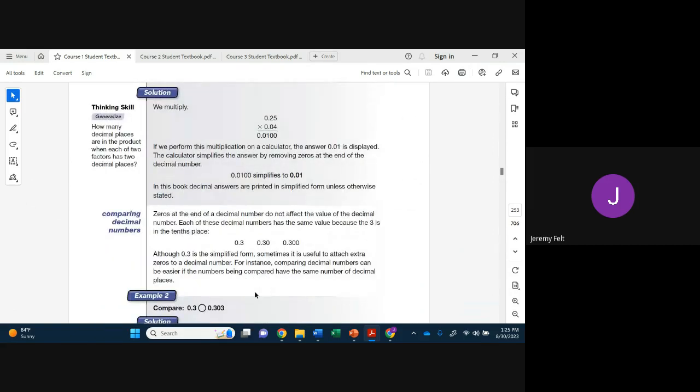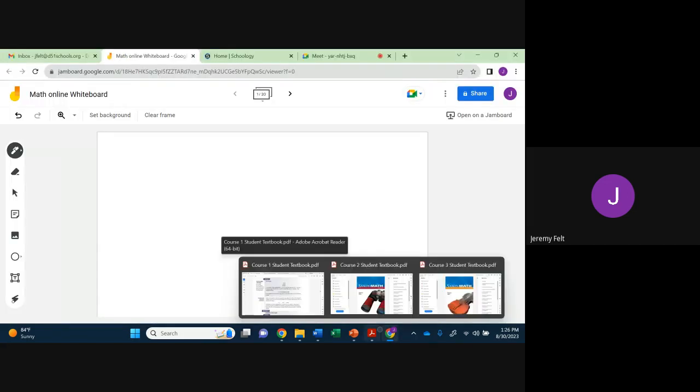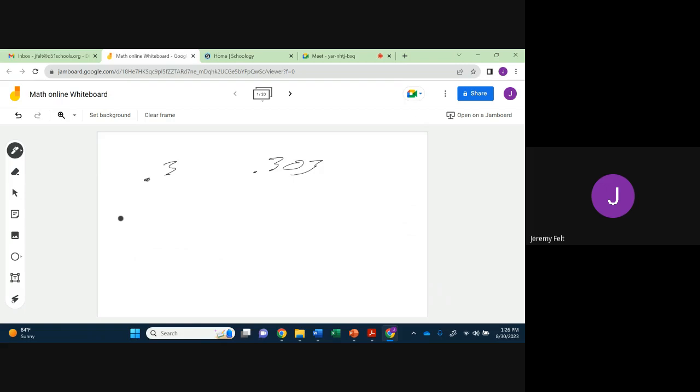Okay, when we're comparing decimals, we can write 0.3 as 0.3 or 0.30, 0.300, zeros into infinity if we wanted to. And sometimes that just helps when we're comparing. So if we have, again, compare means these two numbers are either going to be equal, the one on the left is going to be greater than the one on the right, or less than the one on the right. So these are symbols that we're working with. So we're comparing these. Well, if we make this 0.300, now we can compare it a little bit more easily because they look very close and they are.